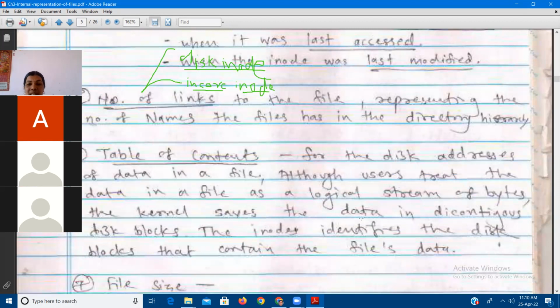So table of contents is nothing but the disk addresses of data in a file. Although users treat the data in a file as a logical stream of bytes, the kernel saves the data in discontiguous disk blocks. The inode identifies the disk blocks that contain the file's data. I gave you an example in class.